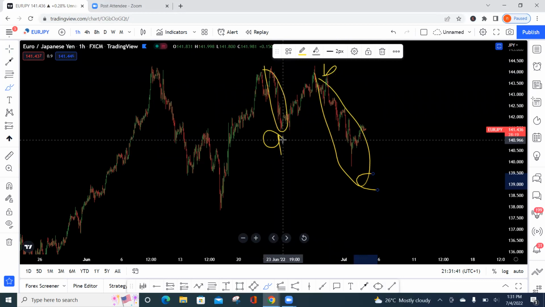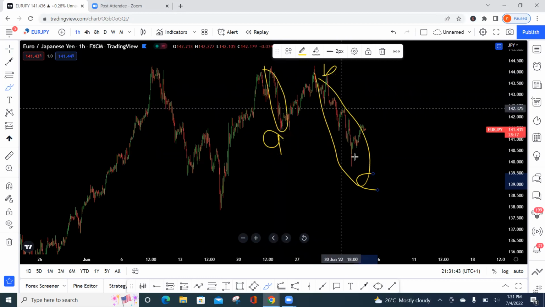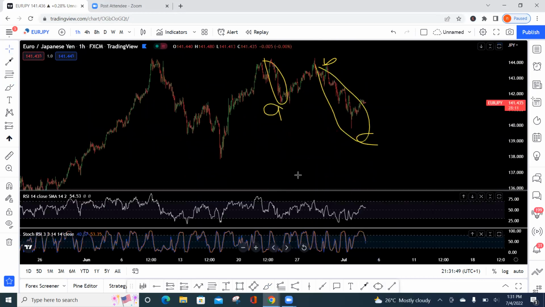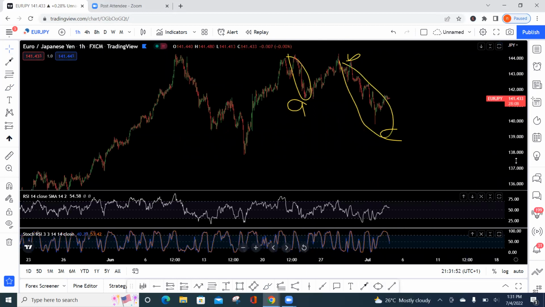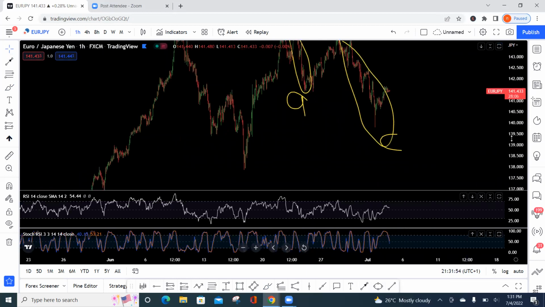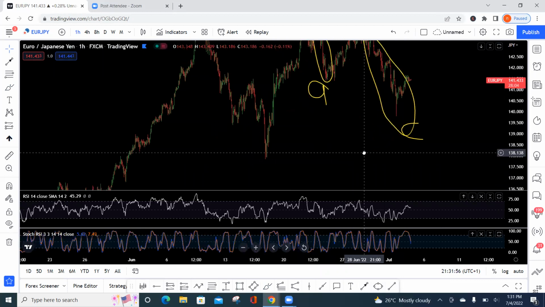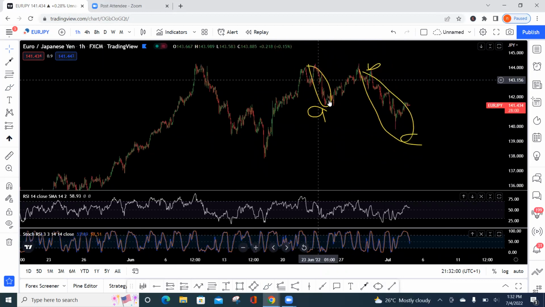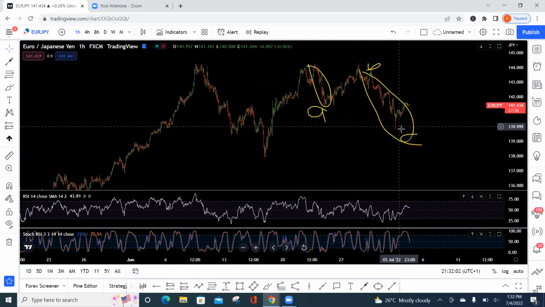You see, this A is very sharp, very fast. This C is very fast. But this B is very sluggish. All right. So what I have to do is to check if there is a divergence between A and C.